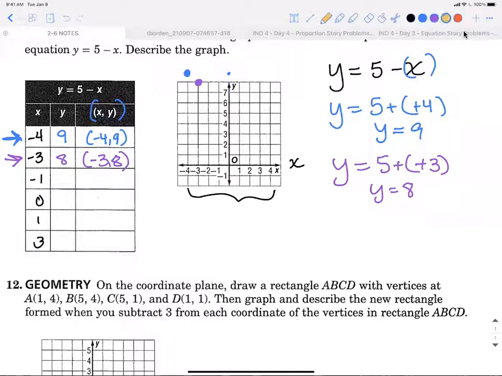I know these particular problems are time consuming. That's why on your homework, you only have one, okay? Because it is a lot of work that goes into one problem, okay?